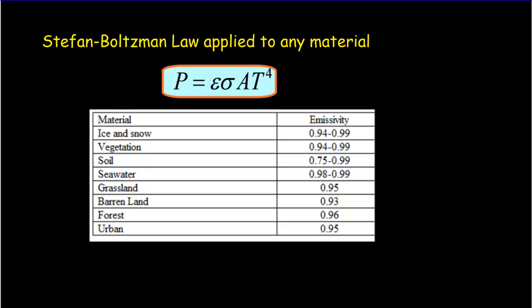We can start applying this Stefan-Boltzmann law to any material if we bring in the idea of the emissivity. So this is just going to be a fraction between 0 and 1 that'll give us the correct amount of power coming out of any body. It doesn't have to be an ideal black body. And if you look at the emissivity of most of the things on the surface of the Earth, it's all quite high. It's all fairly close to 1, all over 0.9, except maybe some brands of soil. And I would imagine that this 0.75 value would be some sort of white sand that would reflect light quite well.